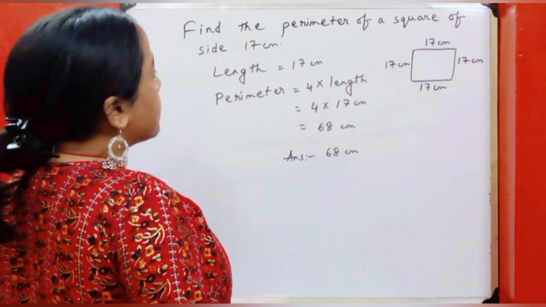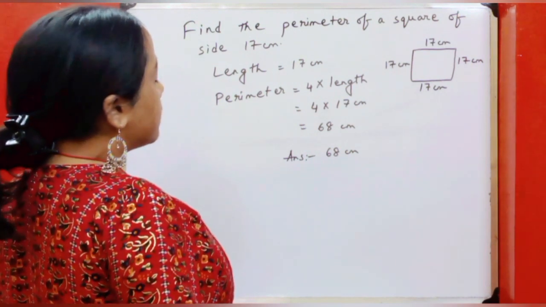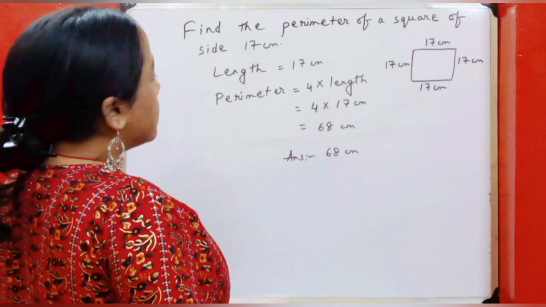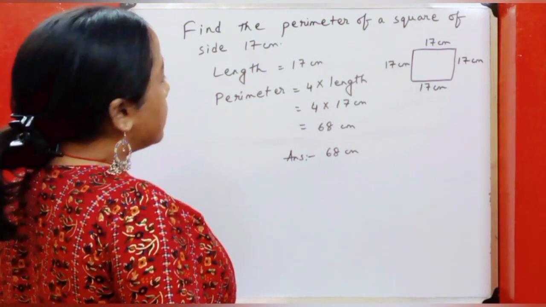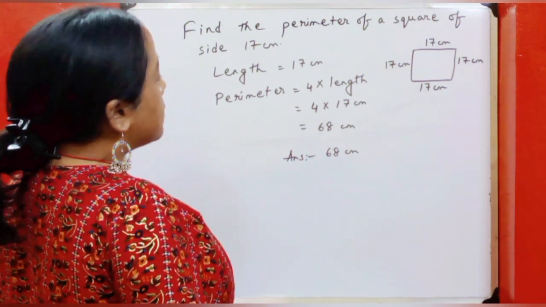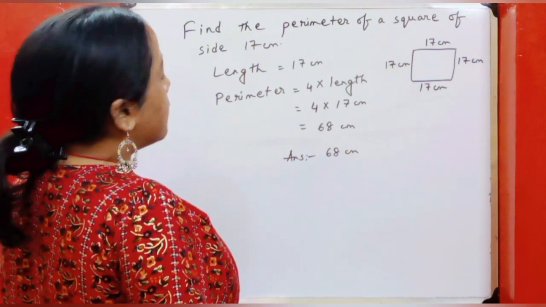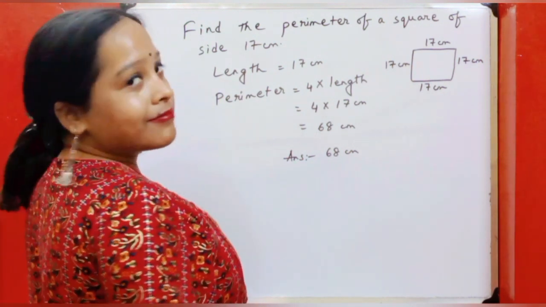Find the perimeter of a square of side 17 centimeter. Length is equal to 17 centimeter. Perimeter is equal to 4 multiplied by length, 4 multiplied by 17 centimeter, 68 centimeter. So answer 68 centimeter.